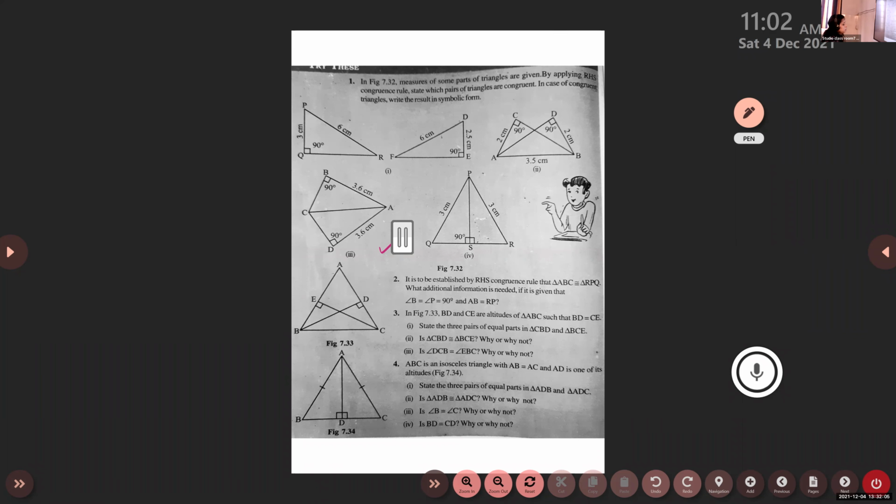Third one. You have to check only the two sides. Two sides and hypotenuse, whether they are equal or not.